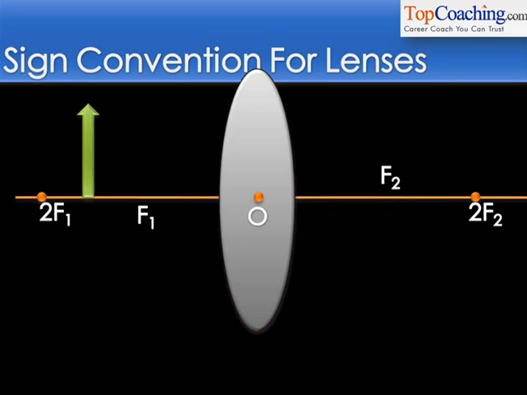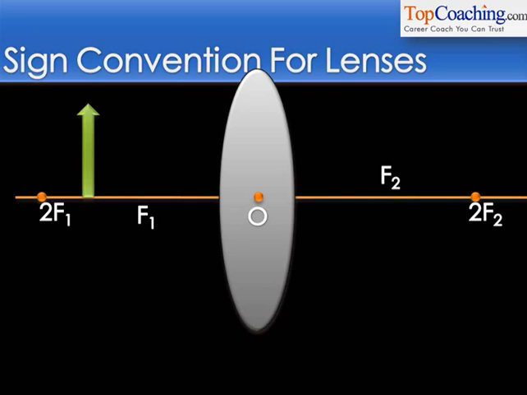We had studied the sign convention in the case of mirrors, the Cartesian sign convention, which tells us how we should use values with proper sign in the mirror formula 1 by v plus 1 by u equal to 1 by f. In this case, let's revise that sign convention in the case of lenses. Then we will study the lens formula, which is a slightly different version of the mirror formula.